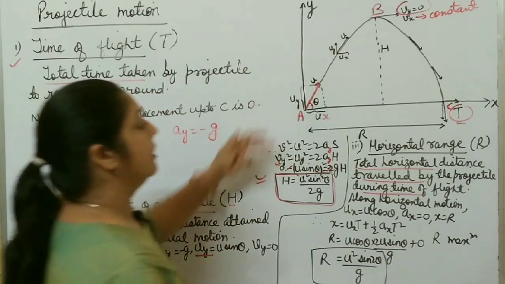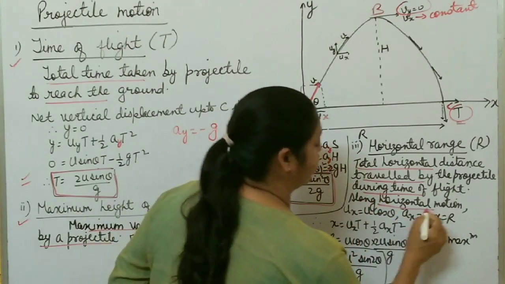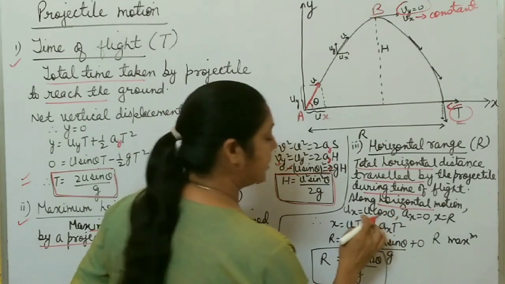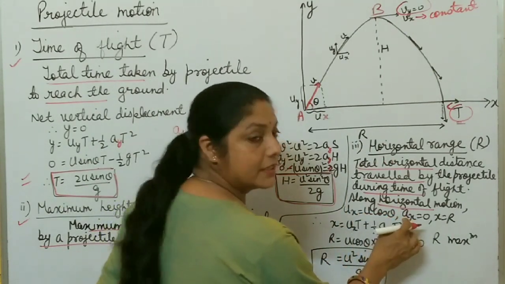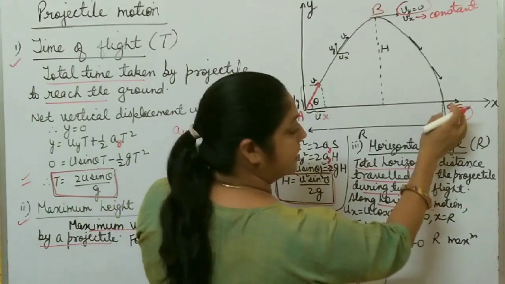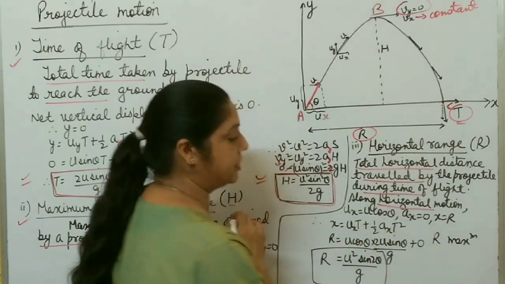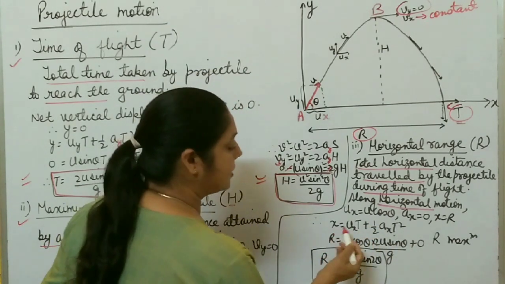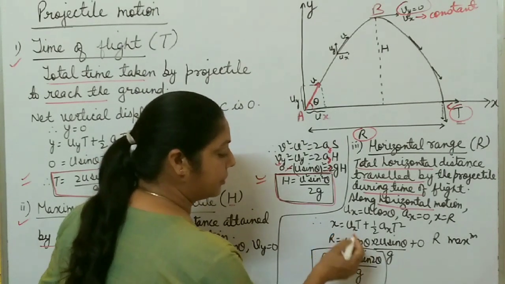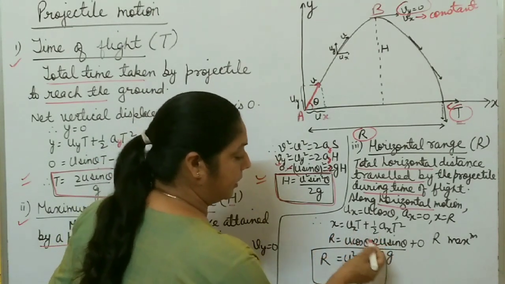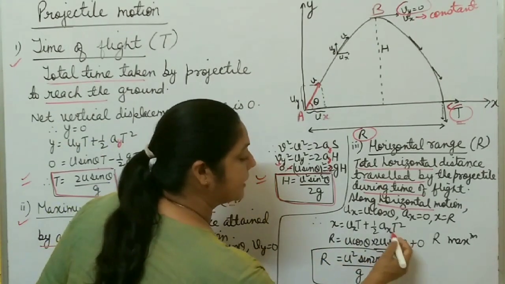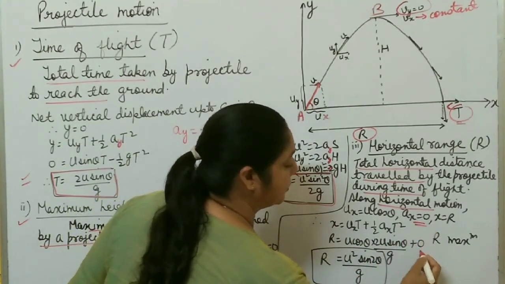So here I am considering horizontal motion, right? So along horizontal motion, initial velocity ux is always constant, that is u cos theta. There is no acceleration along the x direction, horizontal, ax is 0, and this x distance I have taken here as capital R, horizontal range. The equation is x equal to ux t plus half ax t square. For x you write R, ux is u cos theta into t. T is what? T is 2u sin theta by g, you put here, plus acceleration is 0. So you put here 0.